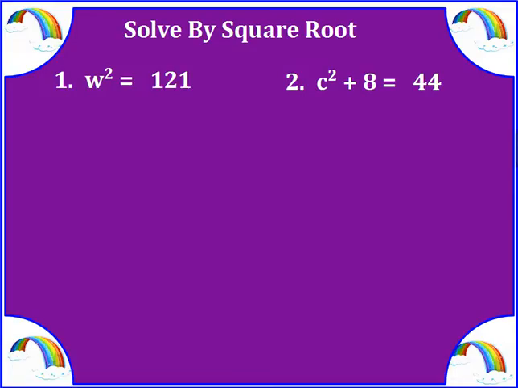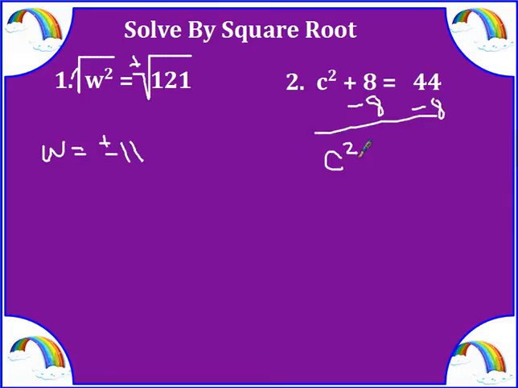Now, let's talk about solve by square root. So let's just go through several examples. Here, we're trying to find what w can be to equal 121. So to undo something that's been squared, we take the square root, and remember we're going to use positive and negative. So our two solutions are positive 11 and negative 11. Here we need to subtract 8 first.